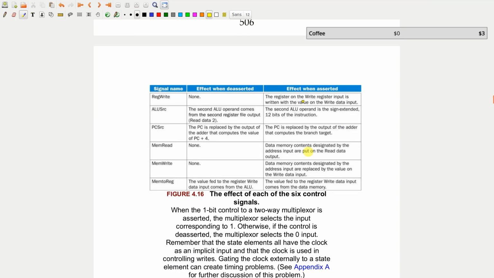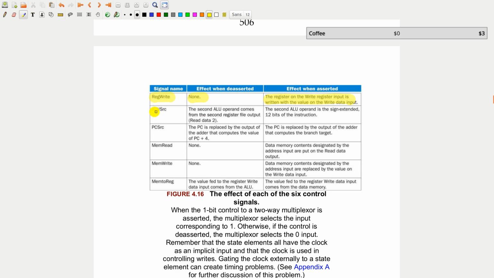Okay, so let's talk about what we can do with each of these control signals now, or when they need to be asserted or deasserted. So for something like register write, if we deassert it, nothing happens. If it's 0, it doesn't affect anything. However, when it is asserted, the register on the write register input is written with the value of the write data input. So if we put it high, we're going to write something.